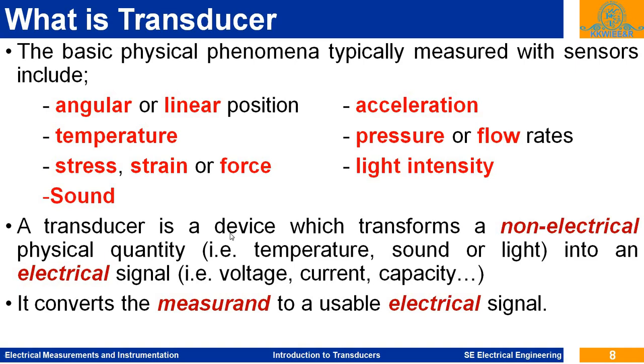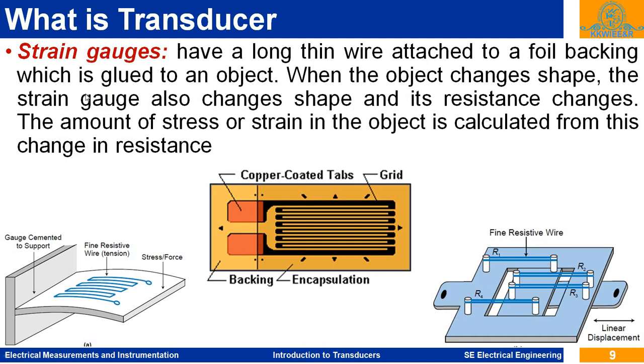A transducer is a device which transforms a non-electrical physical quantity into an electrical signal. So it converts the measurand to a usable electrical signal. Now we will see some examples. Strain gauge: a strain gauge has a long thin wire attached to a foil backing which is glued to an object. When the object changes shape, the strain gauge also changes shape and its resistance changes.